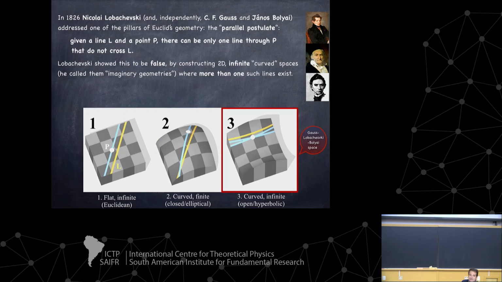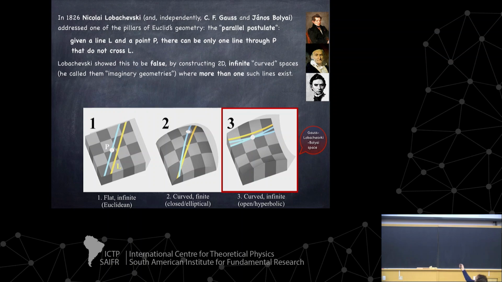This wasn't clear until the 19th century, when Lobachevsky, Gauss, and Bolyai started to build surfaces which are not only Euclidean, which is flat, but also curved. This one was known, of course, like the surface of a 2D sphere. Every point on that surface is equivalent, and every direction is equivalent. But it wasn't clear that you could also find infinite spaces which are curved, where all the points are equivalent and all directions are equivalent.